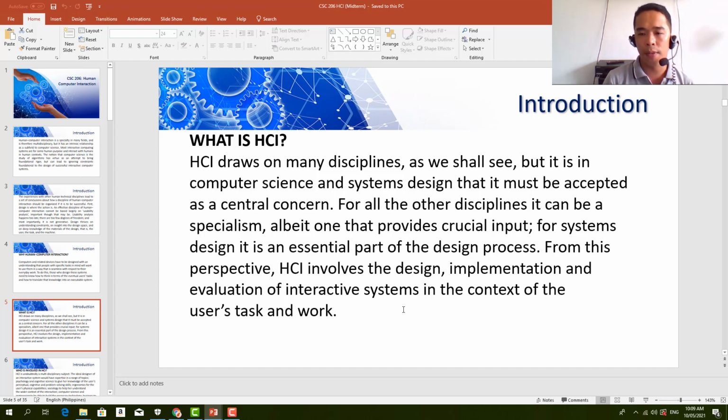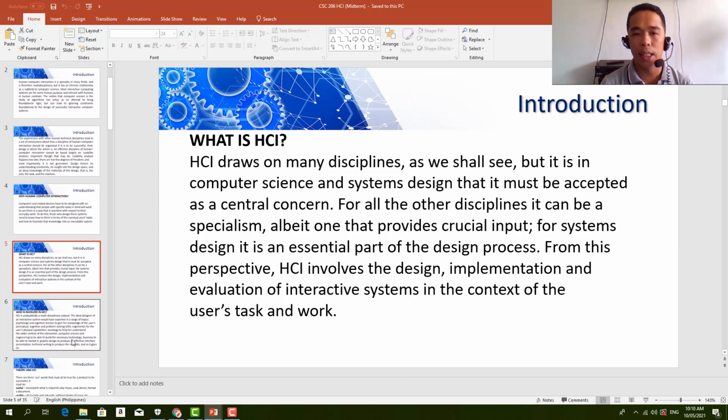Although it is one that provides crucial input for systems design, it is an essential part of the design process. So from this perspective, HCI involves the design, implementation, and evaluation of interactive systems in the context of the user's task and work. So as I have said, we always have to evaluate right after designing our systems, whether our system is actually being used or whether the users like the system we made. So who is involved in HCI?